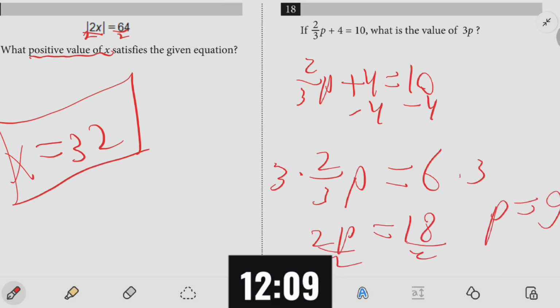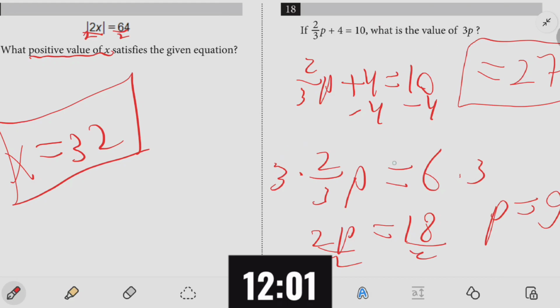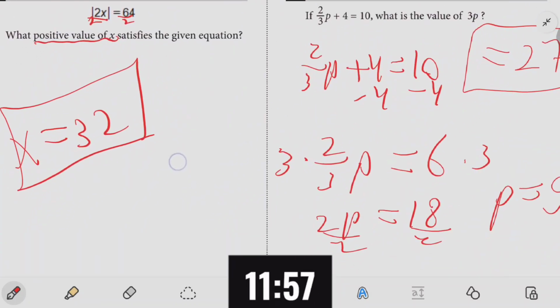We know p is equal to 9. We do 3p. So our answer is 27. Minus 4, 6 times 3, 18. 18 divided by 2, yeah. 9 times 3, okay, 27.